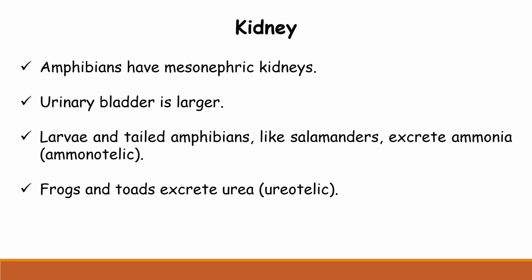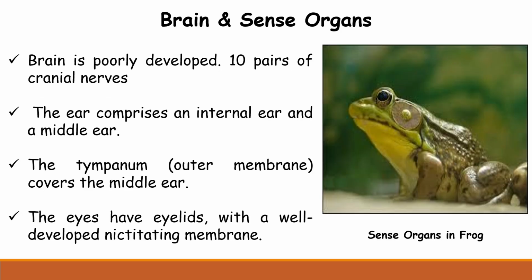Now about the kidney, amphibians have a mesonephric type of kidney. Their urinary bladder is large. The tailed amphibians, as well as larvae, like salamanders, are ammonotelic because they excrete ammonia as their waste material. On the other hand, frogs and toads are ureotelic because they excrete urea as their end waste product.